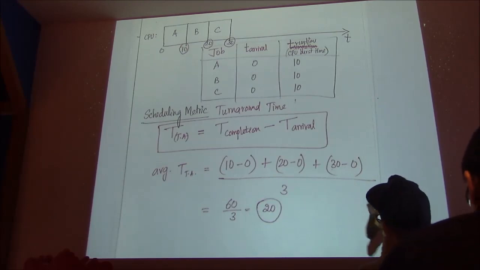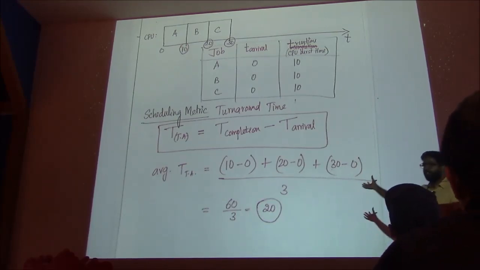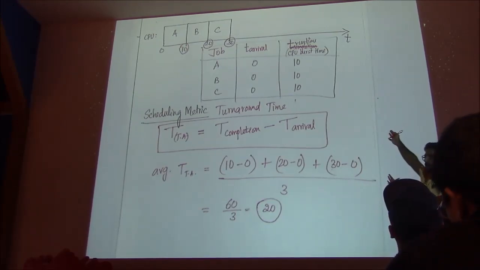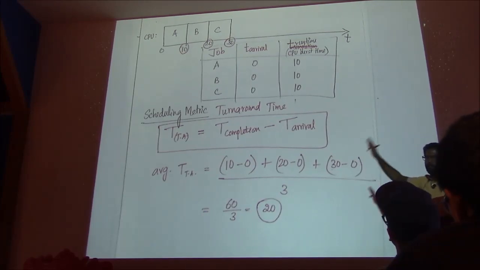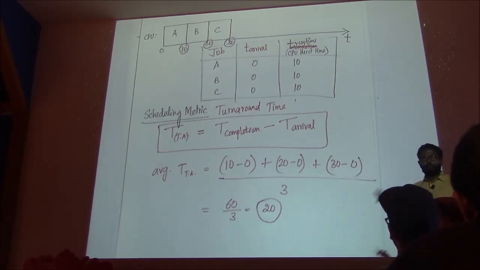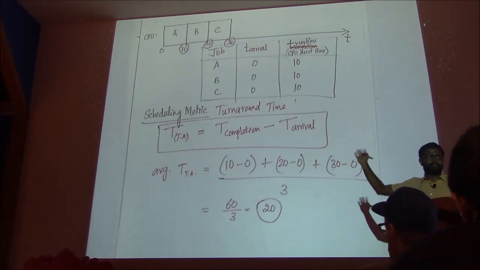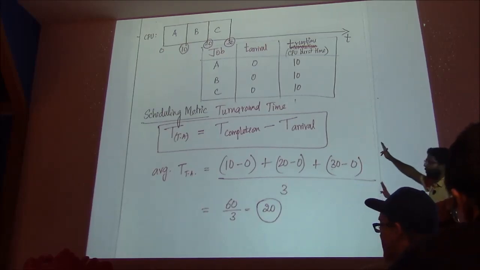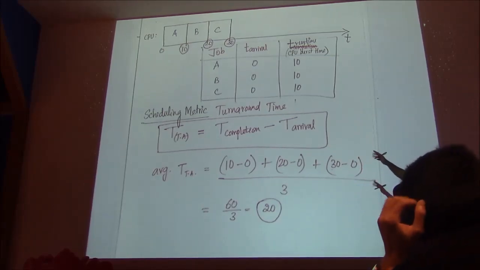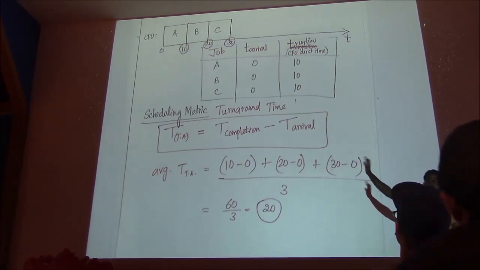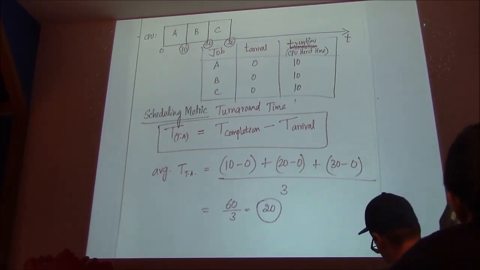So you may assume any unit, but for simplicity, let's just assume it to be seconds. 20 seconds is the average turnaround time for these three jobs when they are run with the first come first serve, or first in first out, scheduling policy. As of now, let's assume this is the only metric that we have, but we will be introducing some other metrics in a few minutes.